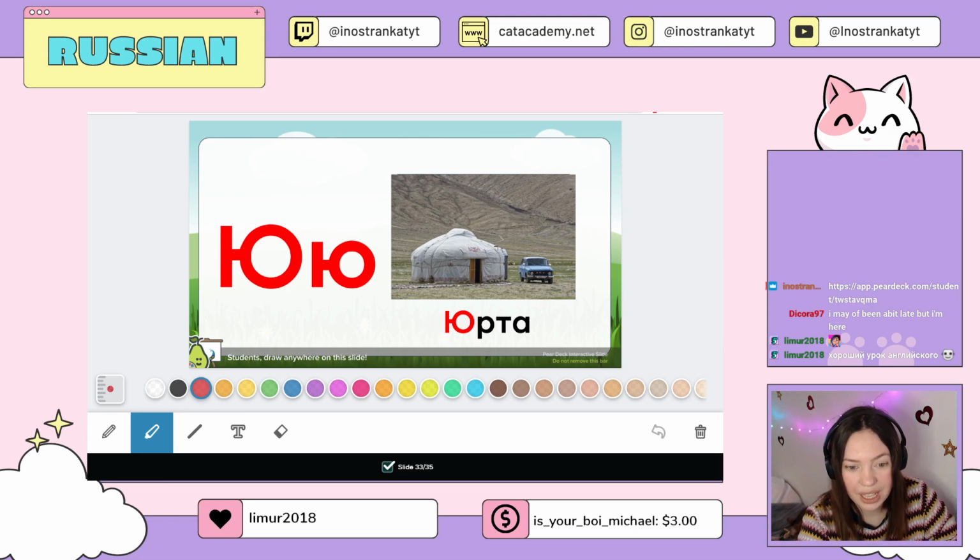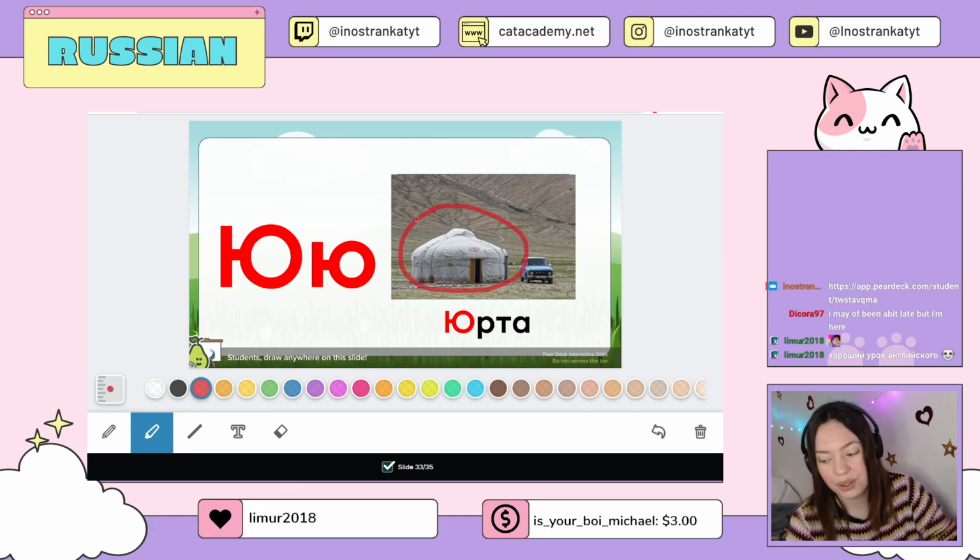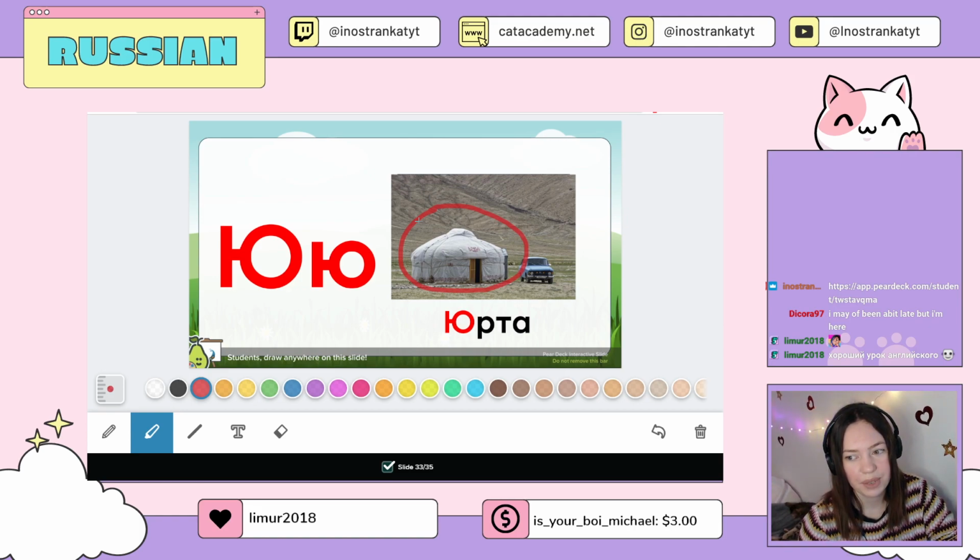And one of those that actually does is this building. So if you know a little bit of how Mongolians live, you will know the name of their houses. It's called yurta. In English we say yurt, but in Russian almost the same. Yurta.